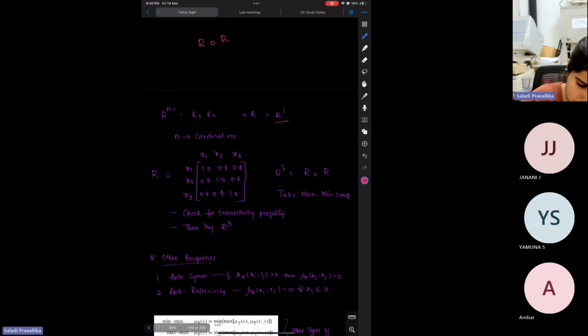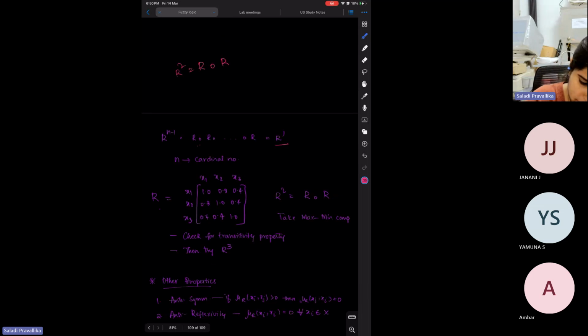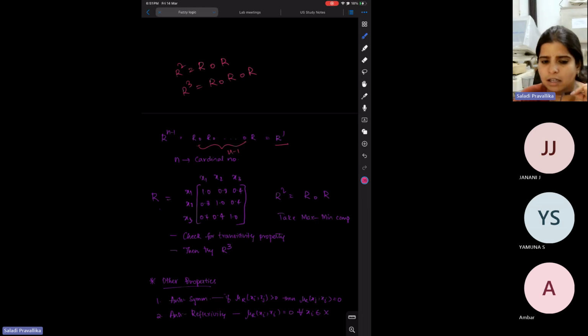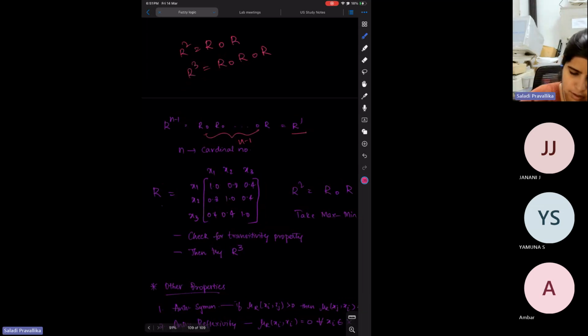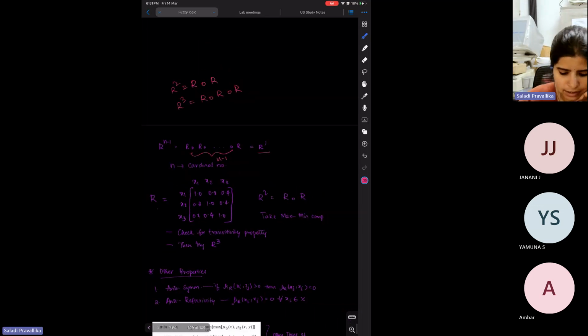Okay, so if I'm doing it three times, then it's R cube, R o R o R. Like that. Here we are doing it for n minus 1 times, where n is the cardinal number. Okay, here we have a relation matrix R, and let us take R square for this. So that is the composition between R and R.